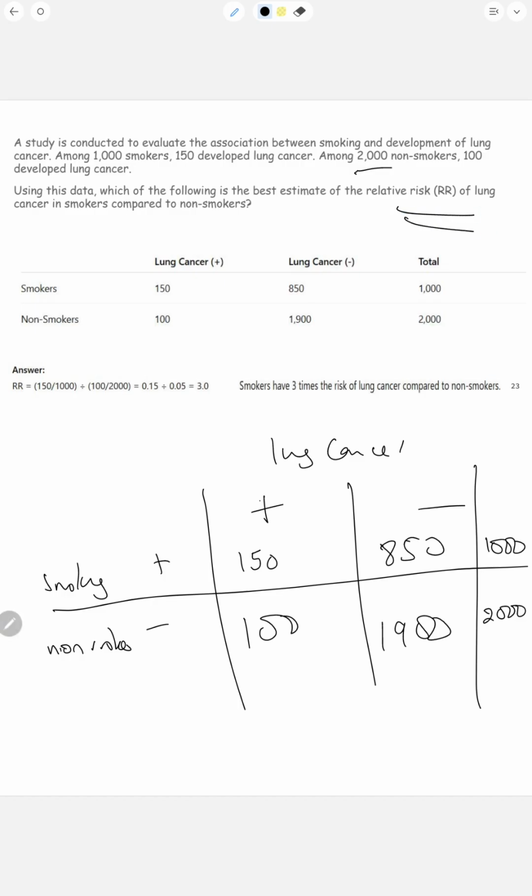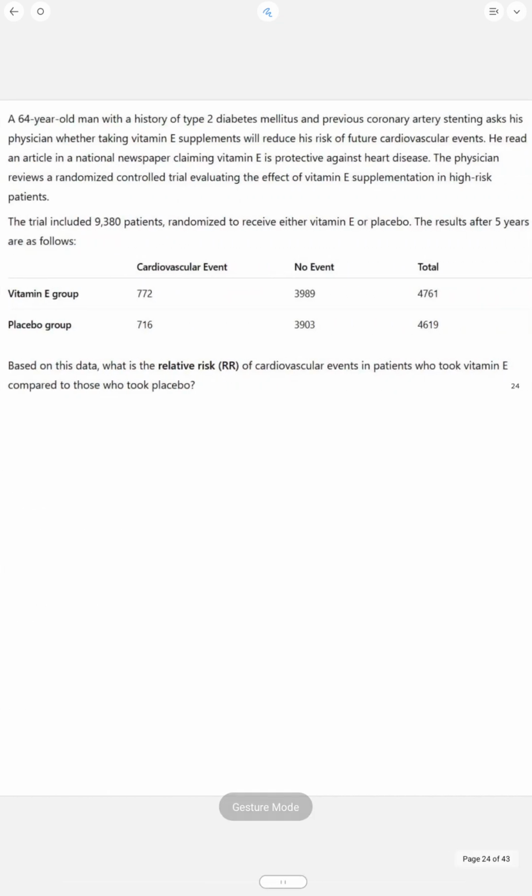So remember, it's going to be A over A plus B divided by C over C plus D. So meaning this is A, this is B, this is C, this is D. Plug in the numbers, you get 3.0, meaning conclusion is that smokers have 3 times the risk of lung cancer compared to non-smokers. All right, let's do one more.